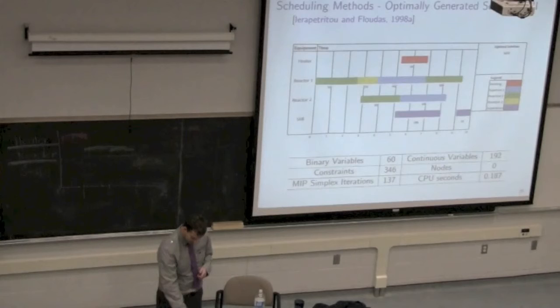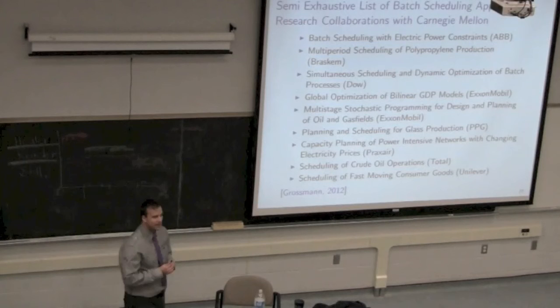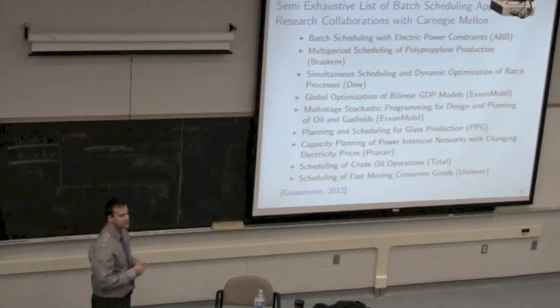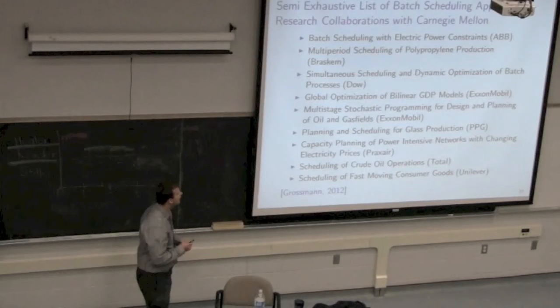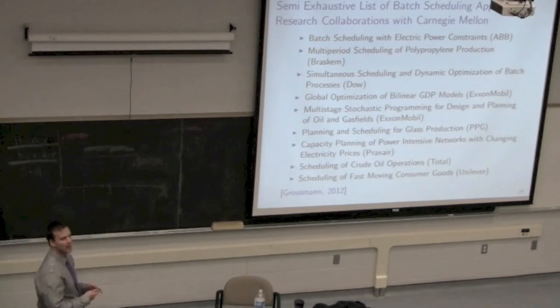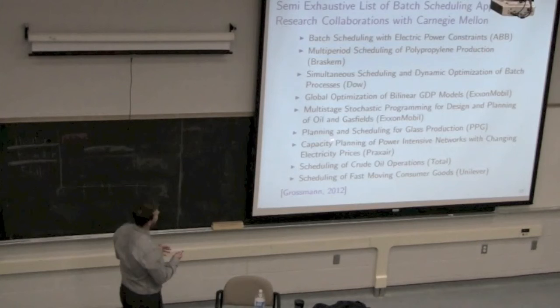So just to give you an idea of where these things are used, there's a university, Carnegie Mellon in the US. They have some of the best professors, Dr. Grossman in particular, who do scheduling and mixed integer programming. Some of the projects they've done with companies and implemented are with ABB, which is kind of a vendor. They develop a lot of process control software and other types of stuff. Braskem, Dow, ExxonMobil, PPG, Praxair, Total, Unilever.